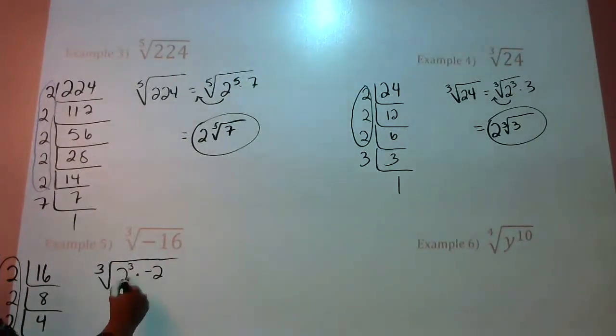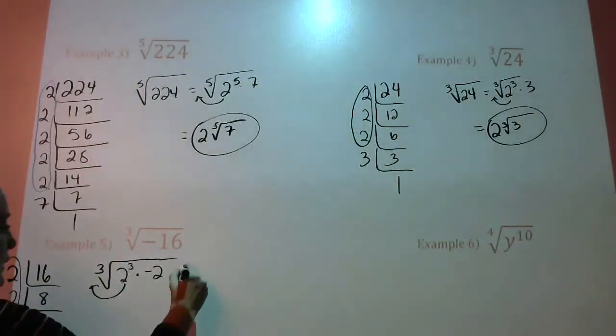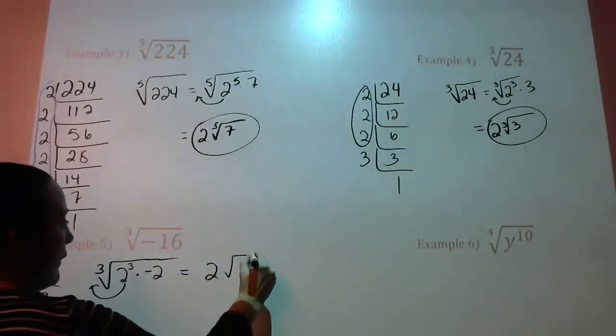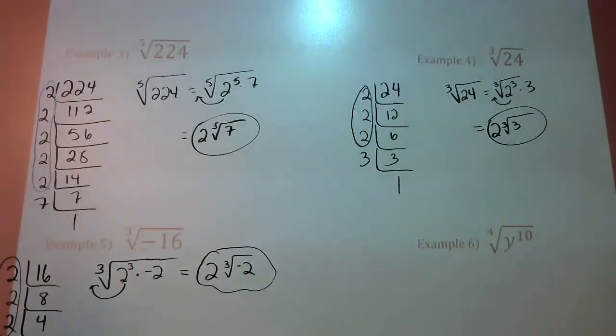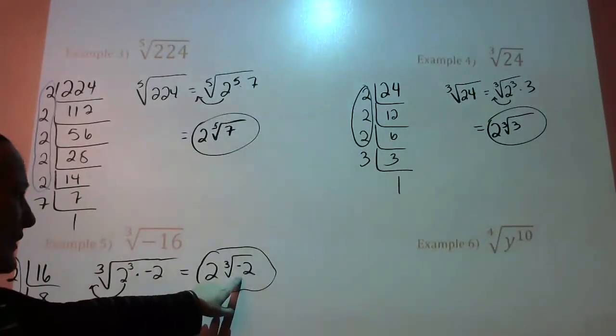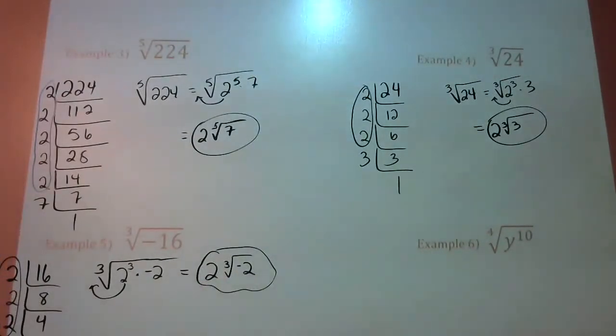Okay, well, what gets to leave? Well, anything to the third power gets to leave, which means I have a 2 cube root negative 2. And there's my answer. Now you might be questioning this and saying, can I have the cube root of a negative number? Sure you can.